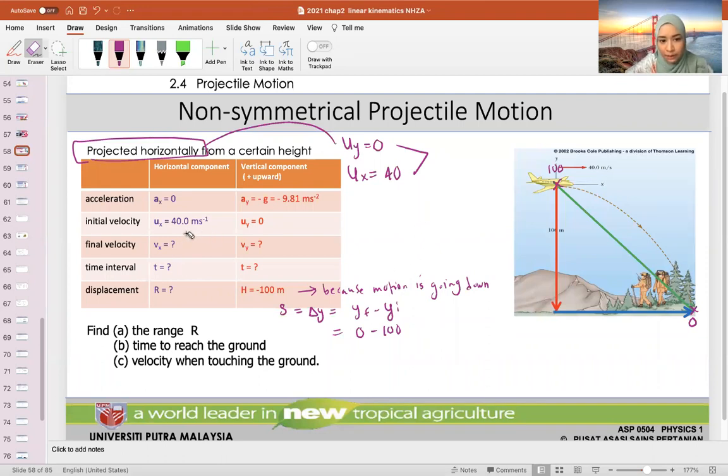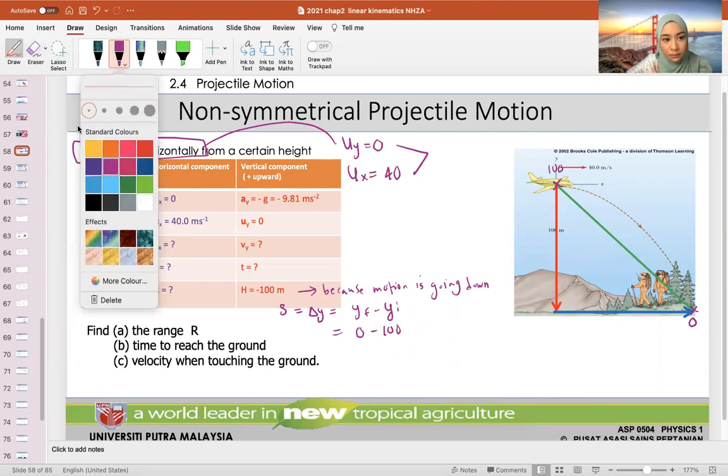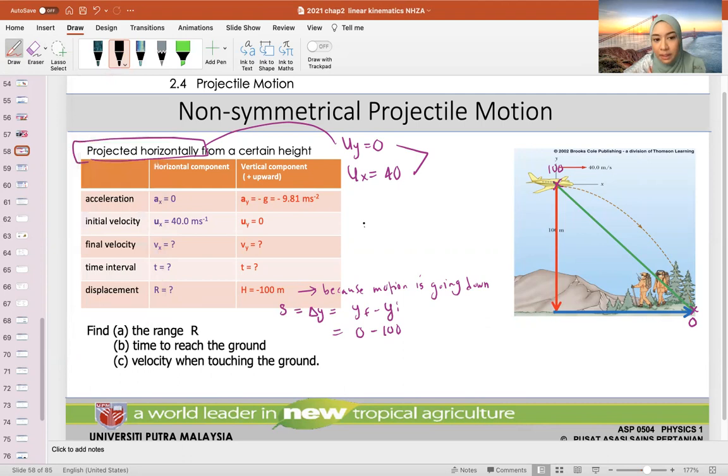Okay, so how do we find the Vx over here? Using the knowledge that we learned from tadi. Kita pakai balik semua. Macam mana nak cari Vx?